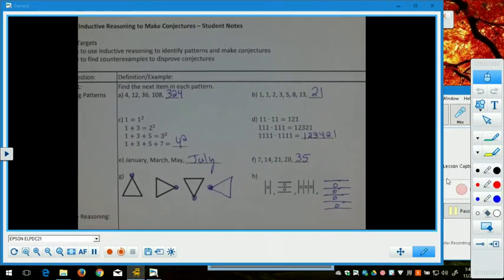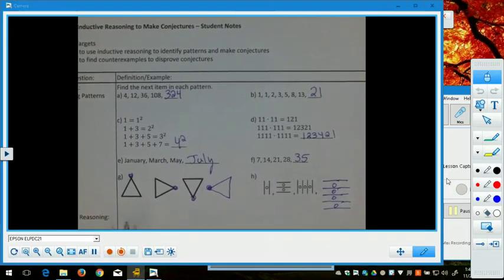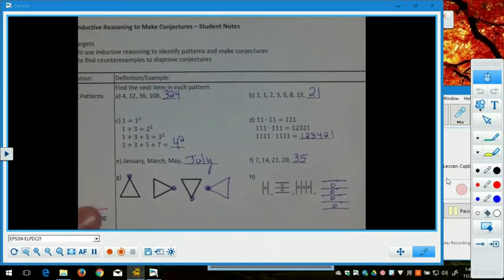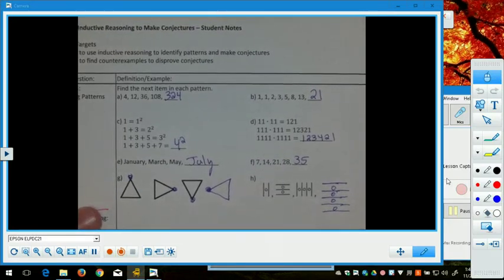Here are the correct answers for A through H. I will go through a brief description of them in case you got them wrong. If you did get them all correct, feel free to fast forward till you see a pink star next to the word reasoning. All right, find the next term in each sequence or in each pattern.